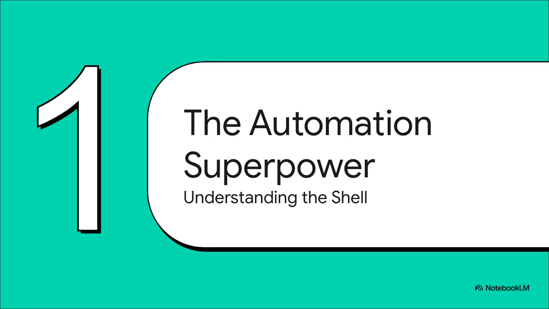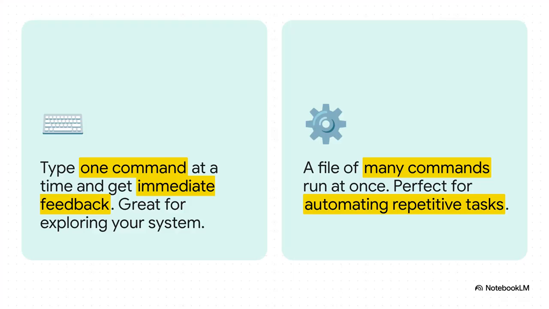We need to understand the environment we're working in, the shell. What is this thing really, and how do we even talk to it? So there are basically two ways you can use bash. The first is what we call the interactive shell. That's when you're typing one command, hitting enter, seeing what happens, and then typing another. It's great for just exploring.